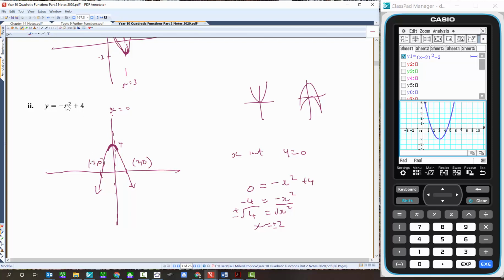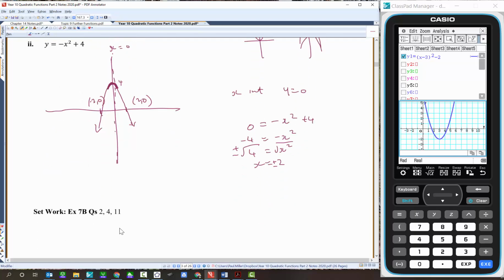You could also use dots quite easily on that and then null factor law, but I think inverse operations are the way to go. Right, so there's the set questions on that. Okay, so get stuck into that.